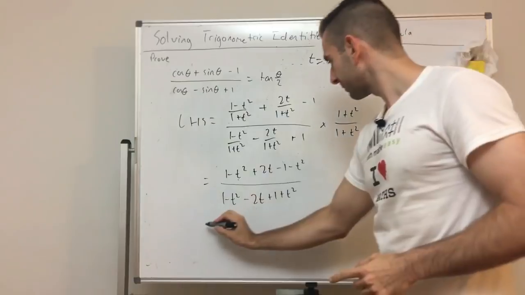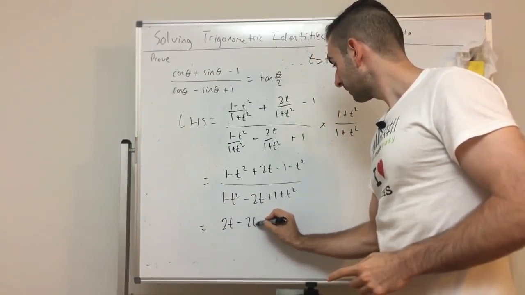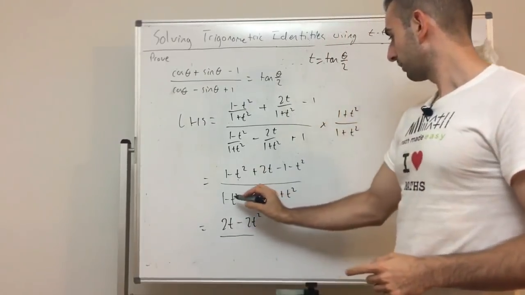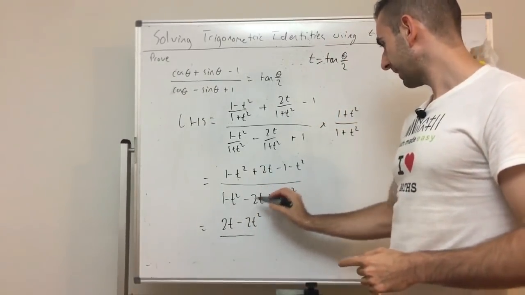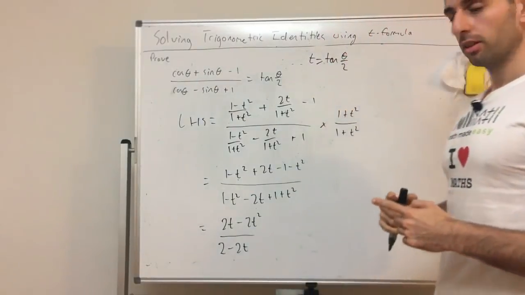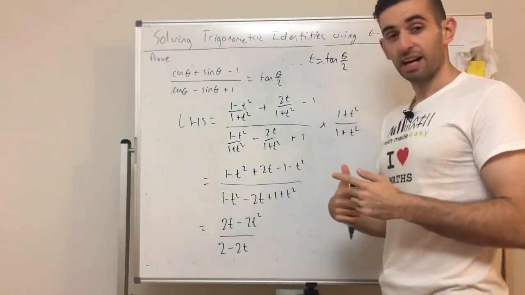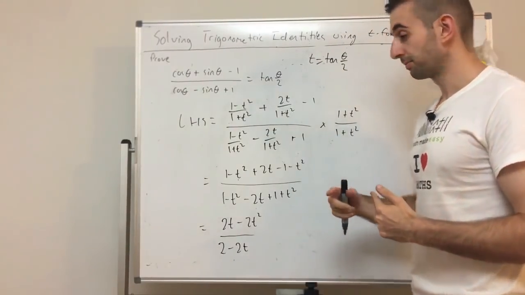The ones cancel. So it's 2t minus 2t squared on top. On the bottom, the t squareds cancel and it's 2 minus 2t. Look how much better that is. So all I've got to do now is cancel anything out by factorizing.